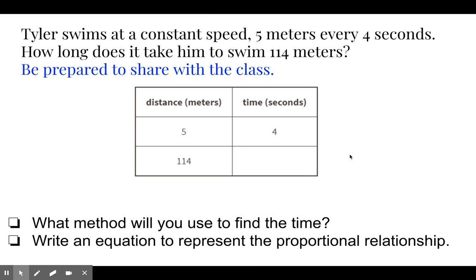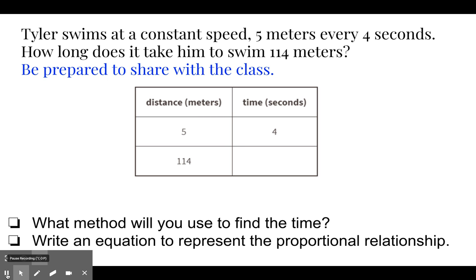It says Tyler swims at a constant speed, 5 meters for every 4 seconds. And we want to know, how long does it take him to swim 114 meters, and be prepared to share with the class. The first thing that we want to know is, what method will you use to find this? And then write an equation to represent the proportional relationship. So we'll give you about 3 minutes to work on this on your own, and then we'll come back together.